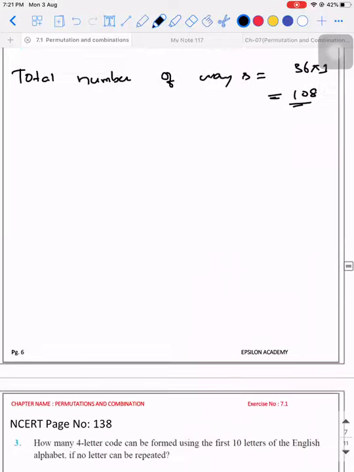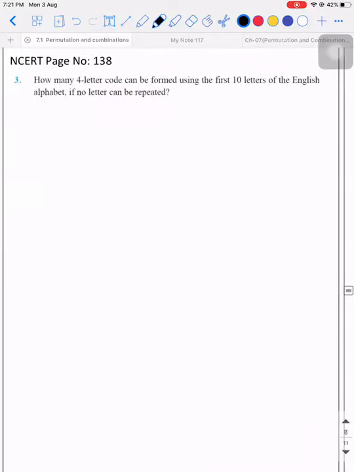How many 4-letter codes can be formed using the first 10 letters of the English alphabet, if no letter can be repeated? So listen. How many 4-letter codes? So 1, 2, 3, 4. These are to be formed from the first 10 letters of the English alphabet.